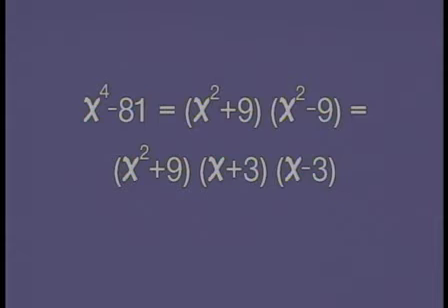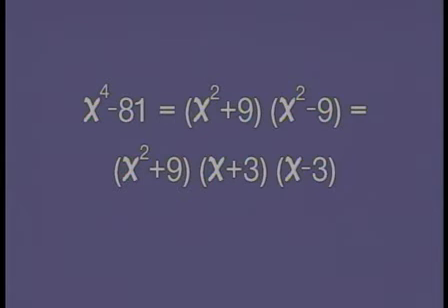And you'll notice that x squared minus 9, which is in the second parentheses in our visual, is also a difference between two squares. And we can factor that, x plus 3 times x minus 3, giving us our final answer of x squared plus 9 times x plus 3 times x minus 3.